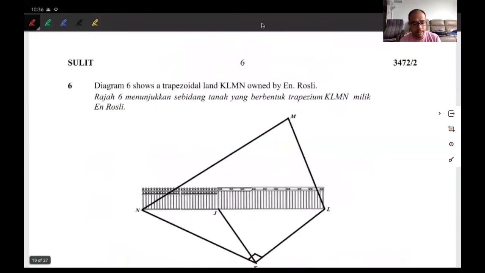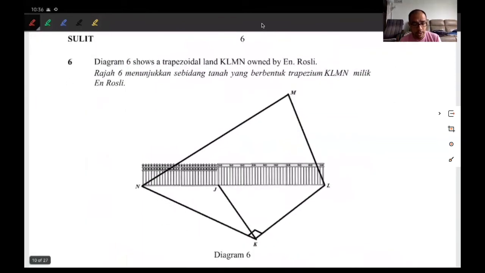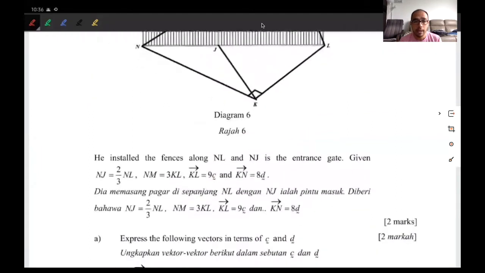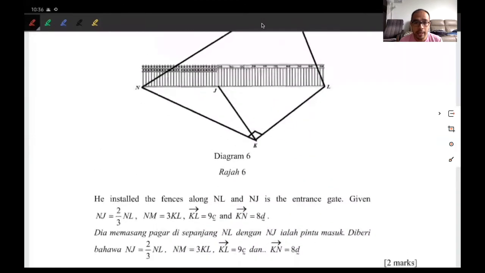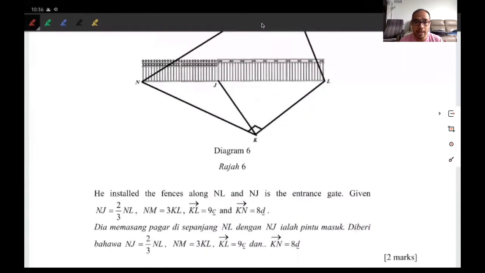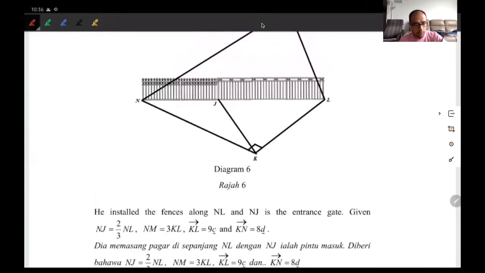Question number 6. Diagram 6 shows a trapezoidal land KLMN owned by Encik Rosli. So you're given this land over here. He installed the fences along NL and NJ as the entrance gate. Okay, NJ is the entrance gate. So given that NJ is 2 over 3 NL.